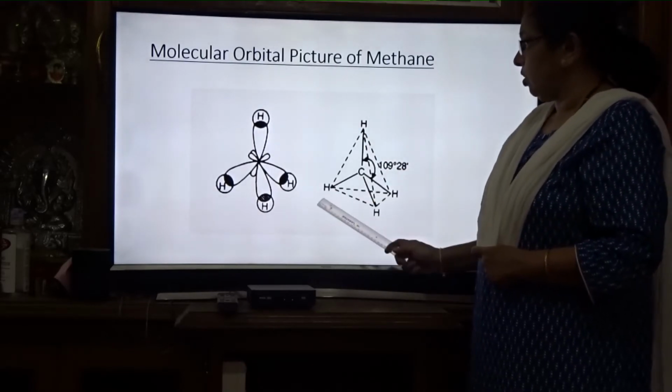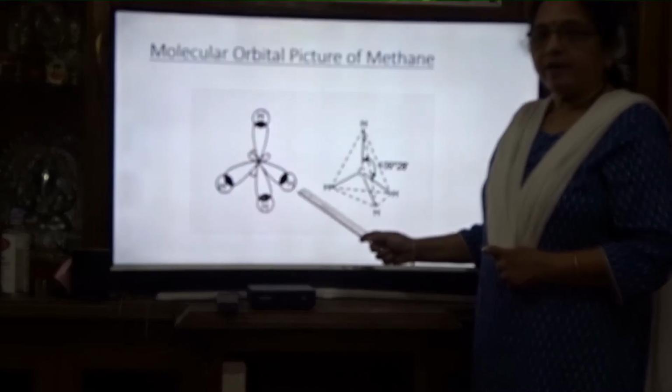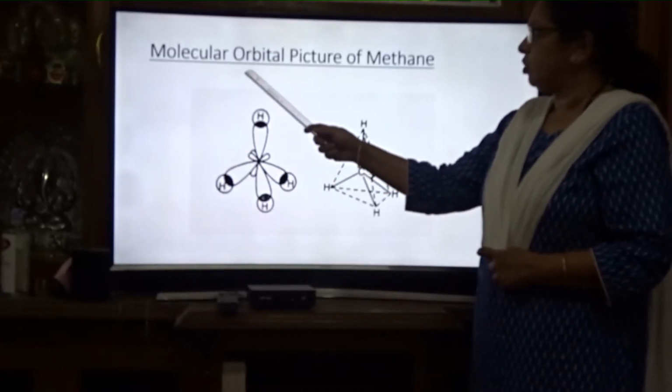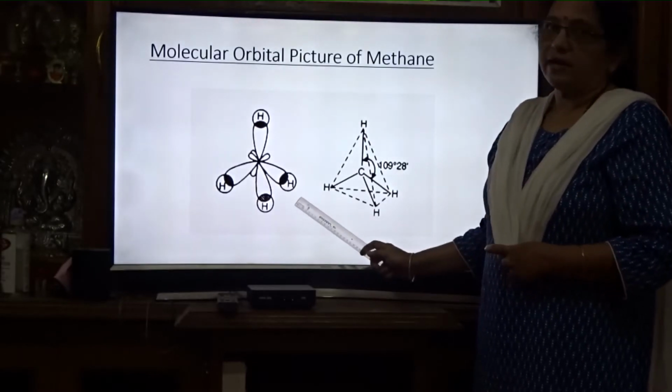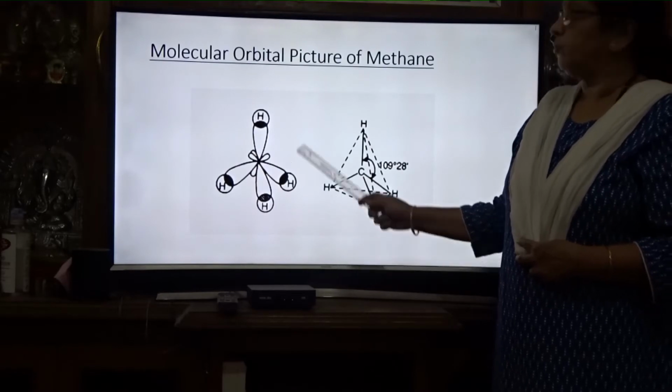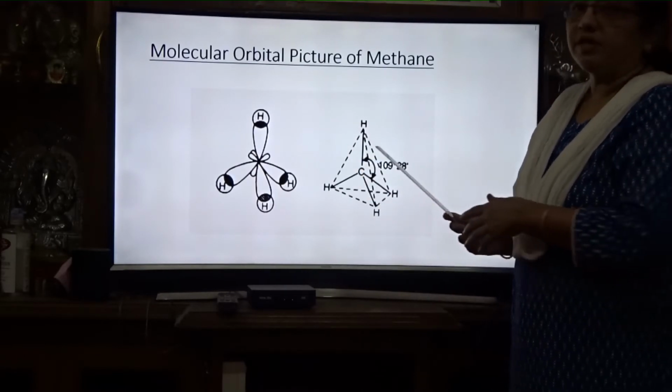This diagram you have to practice by drawing many times, and this is exam oriented. The molecular orbital picture of methane is very important. This diagram should be drawn in the exam for the molecular orbital picture of methane.